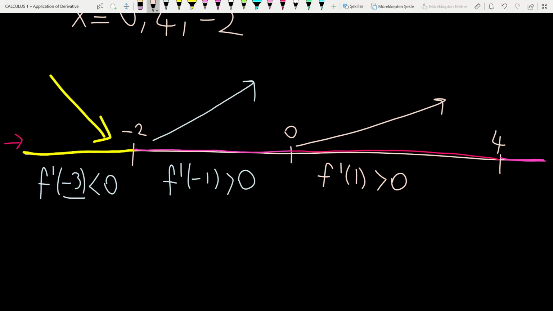What about the interval 4 to infinity? We choose another point, let's say f prime of 5 from this interval, and if you calculate, you see that you have a negative number. So f prime is negative. This is why the function is decreasing from 4 to infinity.